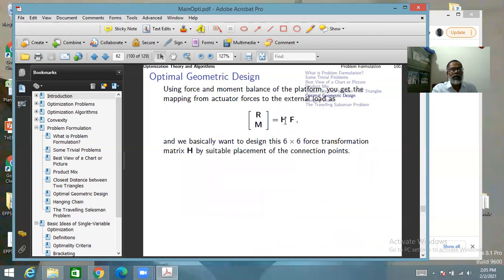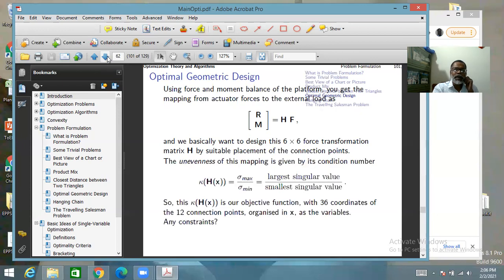So you put it like this: force and moment on the platform, and that force balance and moment balance, when you consider they are linear in the forces, so all the 6 scalar equations, you will get linear equations in f1, f2, f3, f4 up to f6, and you can organize like this. This matrix H is the 6 by 6 force transformation matrix that depends on the geometry of the device. That is, where are the 6 connection points at the base and where are the 6 connection points at the platform. Okay, this matrix H is something that we are really trying to geometrically design.